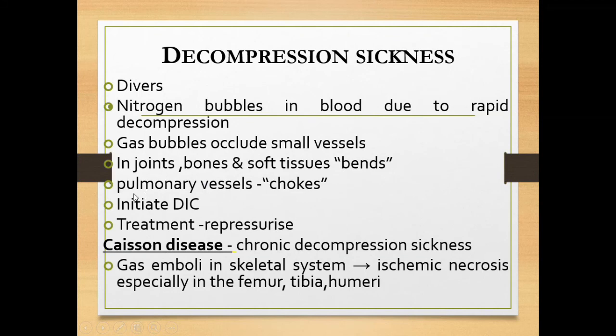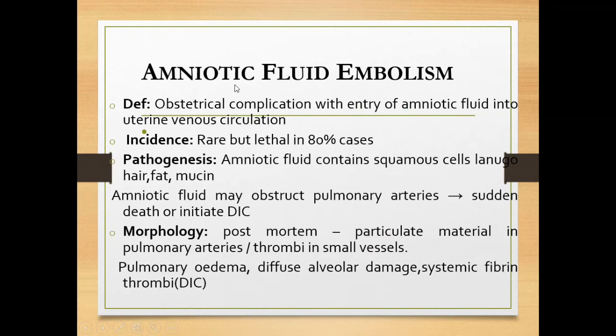After discussing decompression sickness, we move towards another type of embolism, amniotic fluid embolism. What is it? It is an obstructive complication with entry of amniotic fluid into the uterine venous circulation. It is rare but lethal in 80% of cases. How does it occur? Amniotic fluid contains many squamous cells, hair or fat, and mucin of the fetus that can occlude small vessels in the mother and cause tissue infarction or initiate DIC.